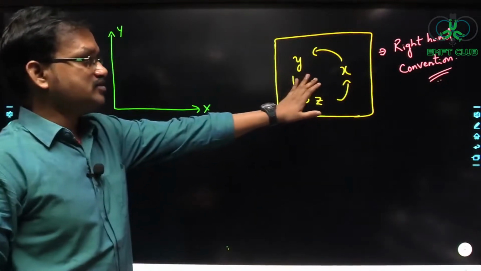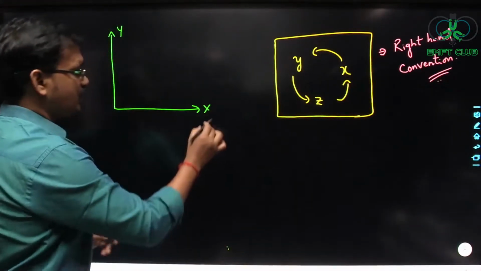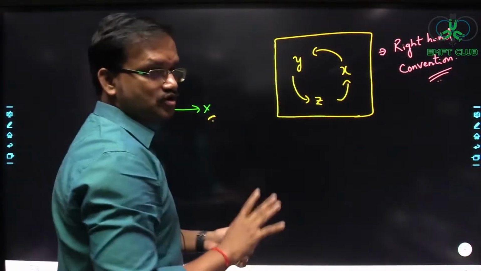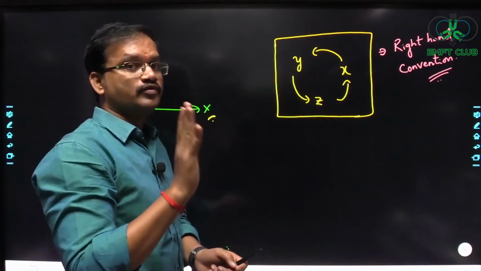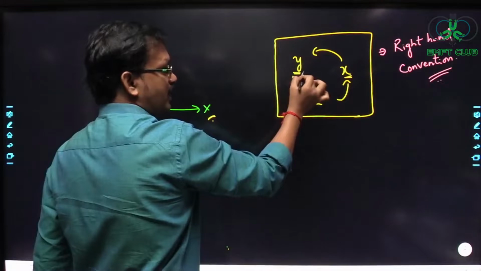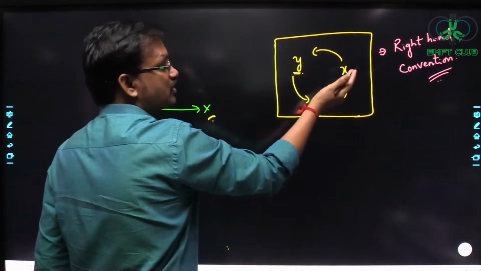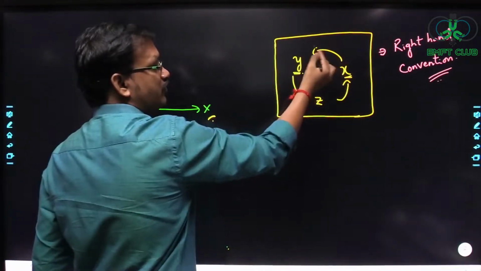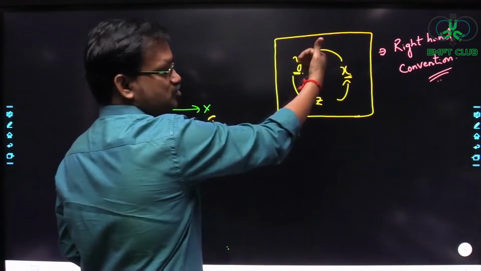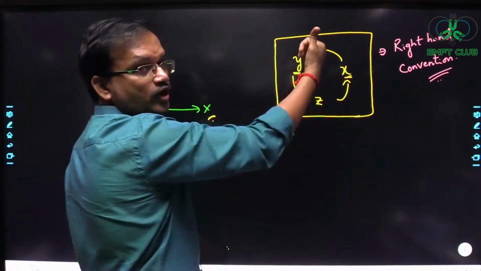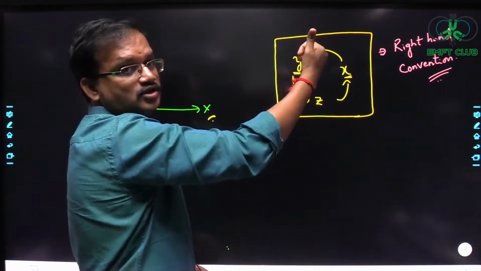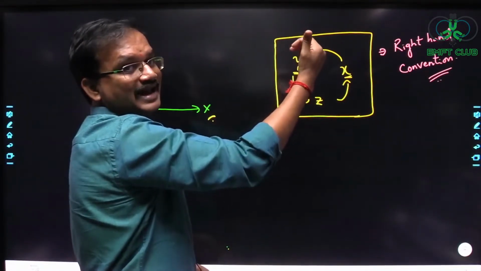What this convention is saying is: here you have taken the x axis and here the y axis. Whenever you have x and y axes, you have to curl the four fingers of your right hand from x to y. If you curl your four fingers from x to y, then the thumb is going to give you the direction of the third positive coordinate. Understood? This is called the right hand convention.